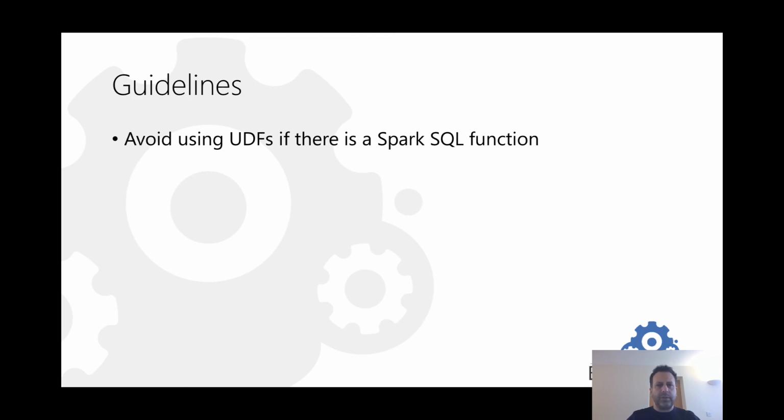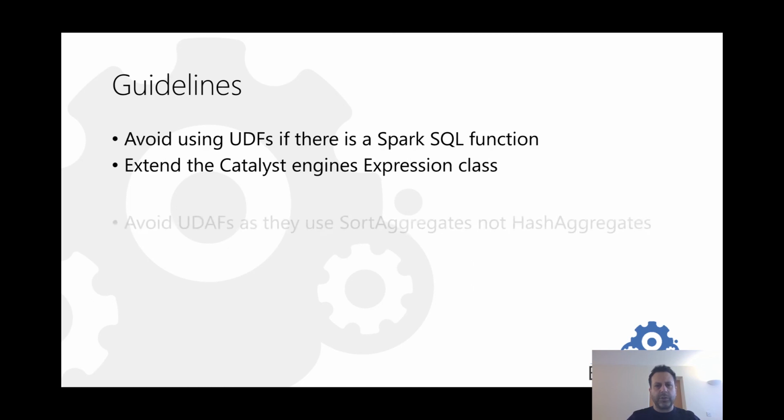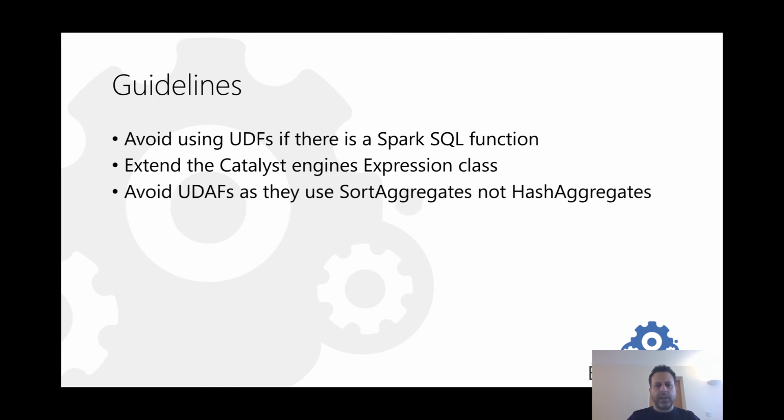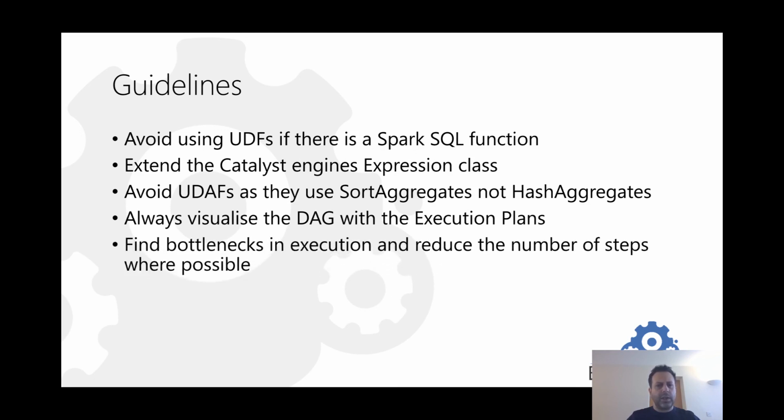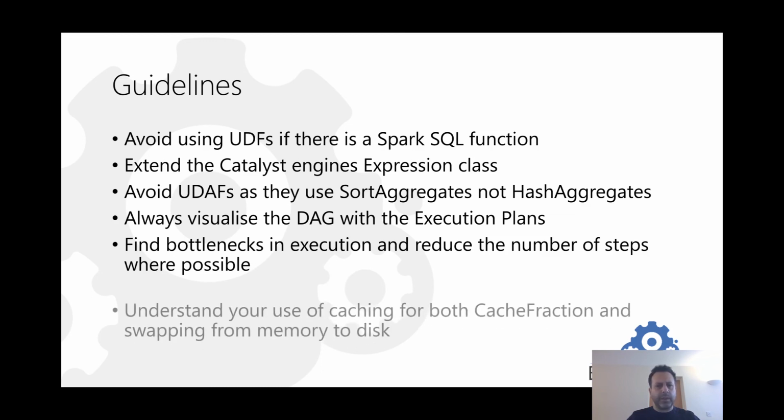Avoid using user-defined functions because Spark SQL has its own functions. The Catalyst engine has an expression class which we can extend, which is much better. Avoid using aggregate functions as well because of the way that they're interpreted by the Spark engine. Visualize the DAG with something called execution plans. We need to find bottlenecks in execution and reduce the number of steps where possible.